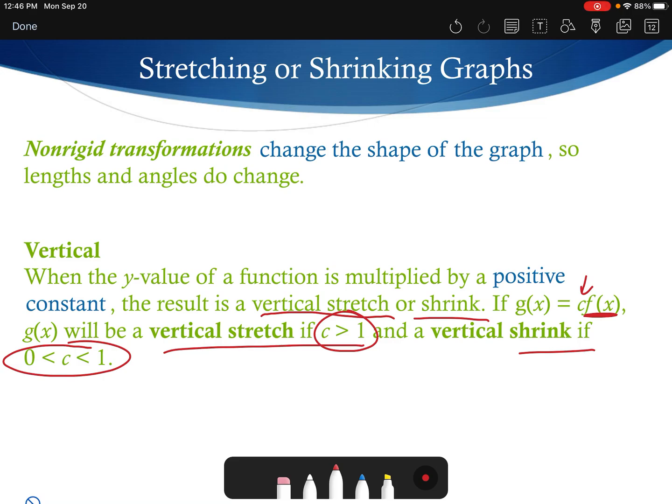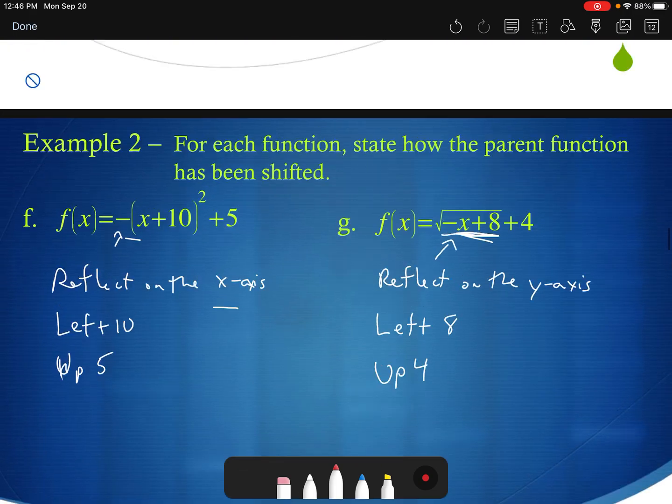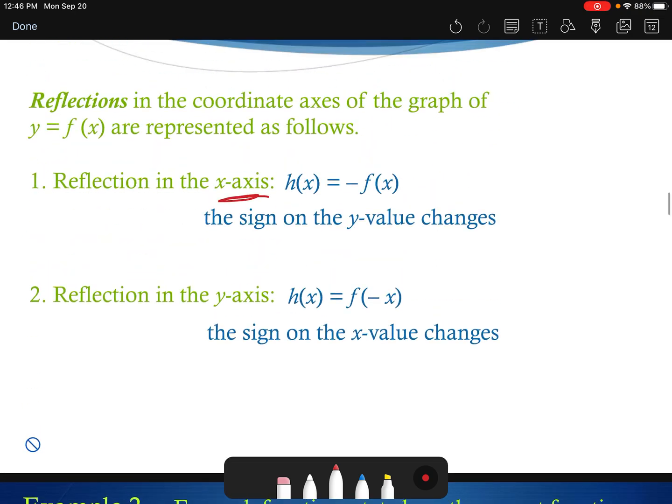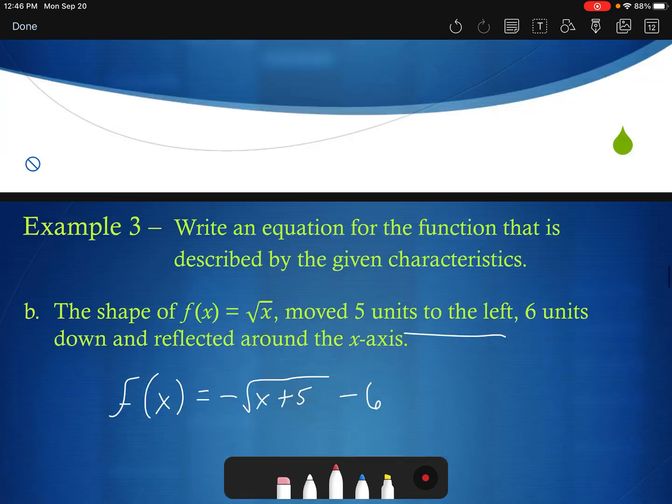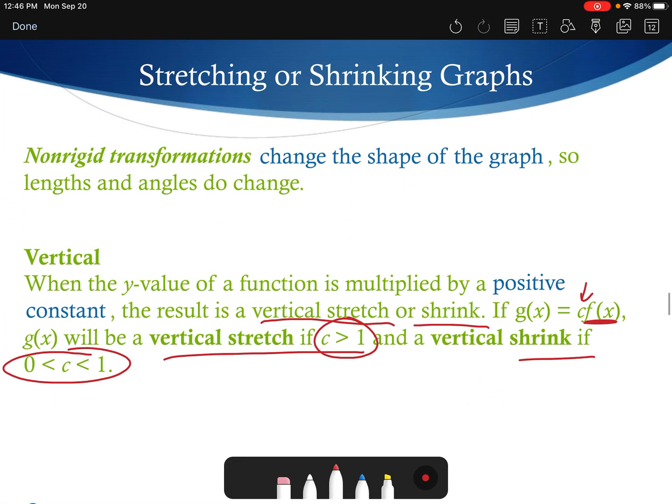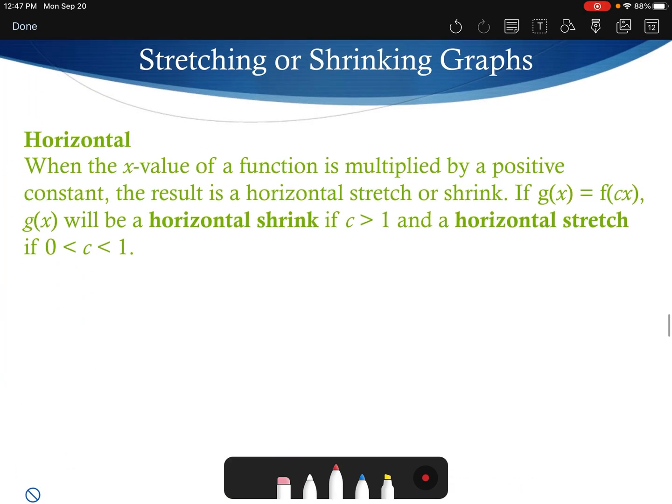Well, remember, negative out in front means we're going to reflect it on the x-axis. So the shrinking or the stretching of the function is just basically from 0 to infinity. That's it. Because the negative just flips it on the x-axis.